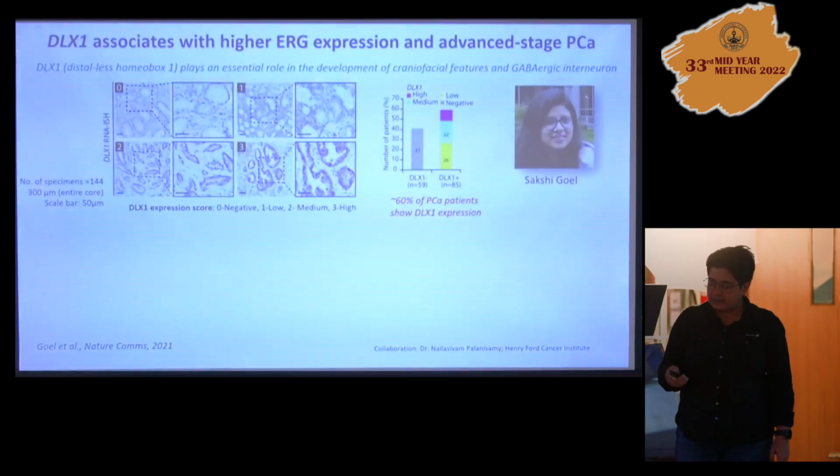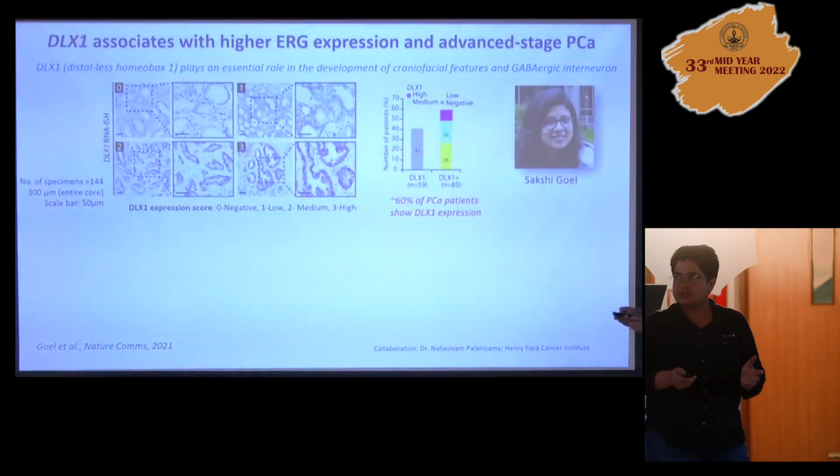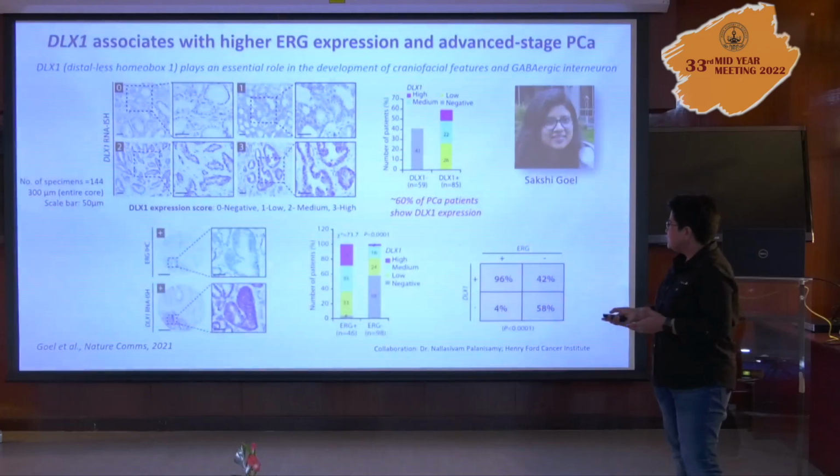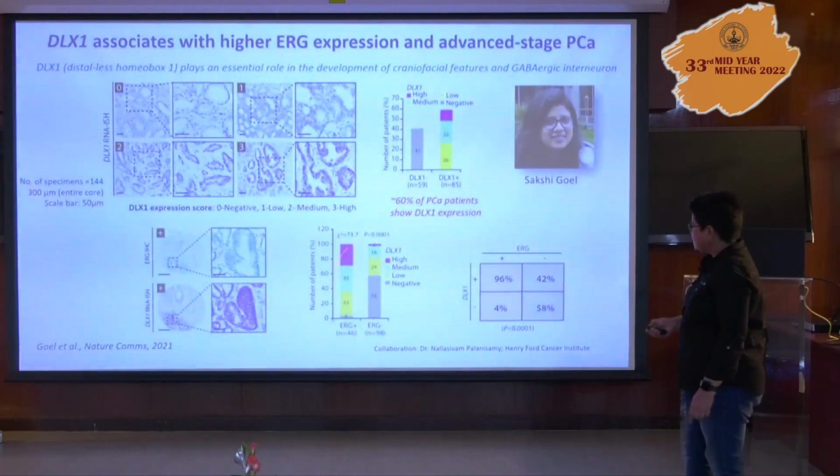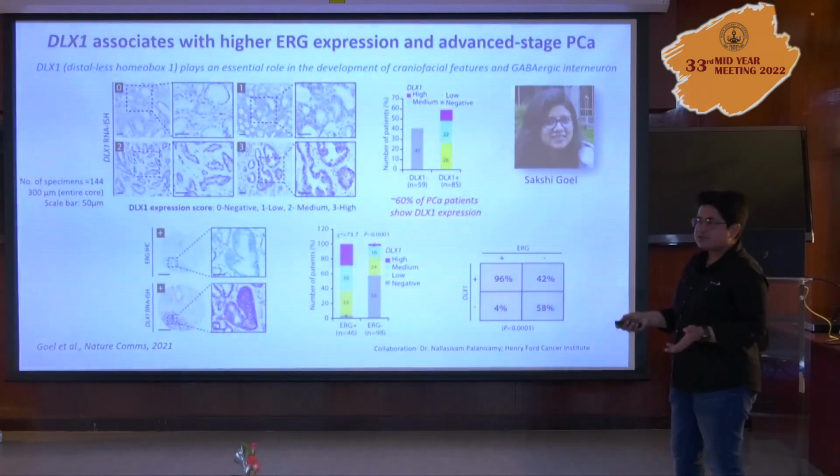Then the question was why, what is the correlation with ERG, because I showed you data where we found around 50% of the patients have ERG fusion status. So when we looked at the same array stained for ERG, we found that the majority of the ERG positive patients have high and medium expression of DLX1, whereas ERG negative patients do not show high or medium, it is mainly low or negative. So, 96% of the ERG positive patients also tend to have DLX1, but not all the DLX1 patients have ERG expression.